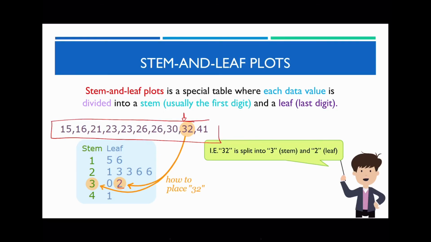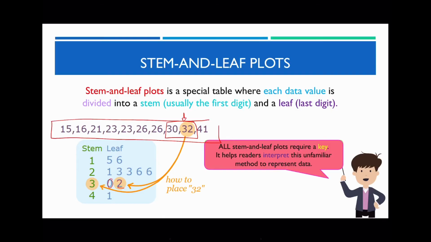Since you've got 2 values within the 30 range, that's why 0 is over here and then the 2. So that's why I said in this example 32 is split into 3, which is the stem, and 2, which is the leaf. Now, it's really important that when you're drawing a stem and leaf plot, you indicate a key, because it helps readers who are unfamiliar with this visual display to interpret and make sense of the data. You can make a key for any value, but in this case, since we're using the value 32, I would say the key 3|2 means 32, because generally we draw our stem and leaf plot like this. So therefore, this line over here represents this over here.